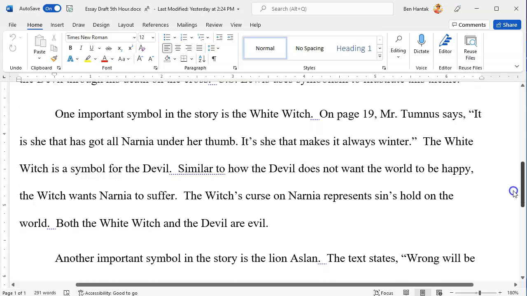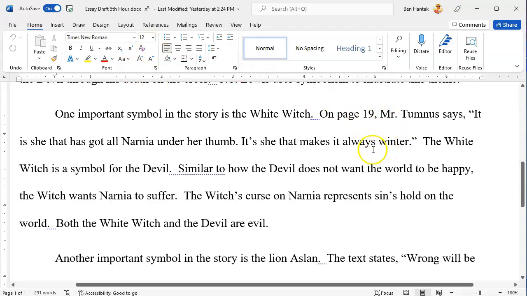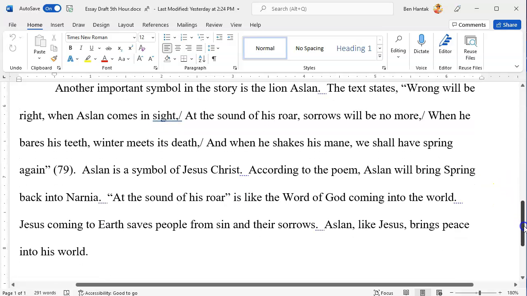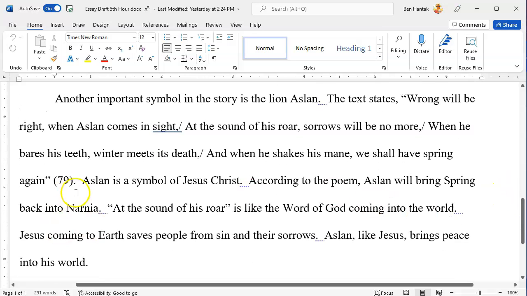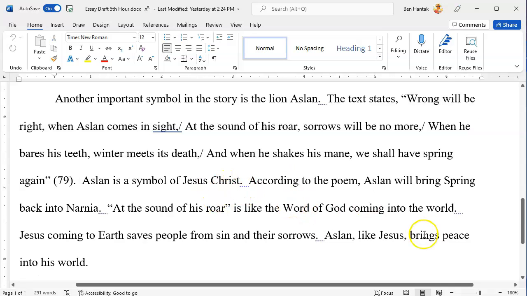Cool. So one body paragraph we did is writing about the symbol of the White Witch. We used a direct quote to prove that from page 19, and then our commentary proves that. We also wrote a body paragraph about Aslan. This one uses a bigger direct quote using the poem on page 79. Once again, we drew the connection between Aslan and Jesus Christ, proving that he's a symbol.